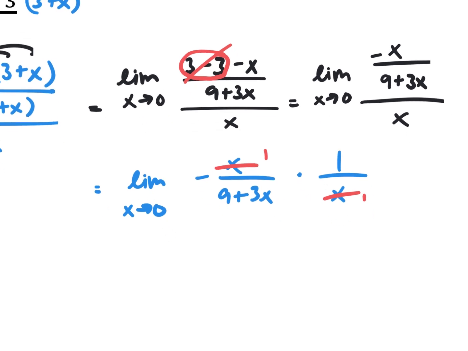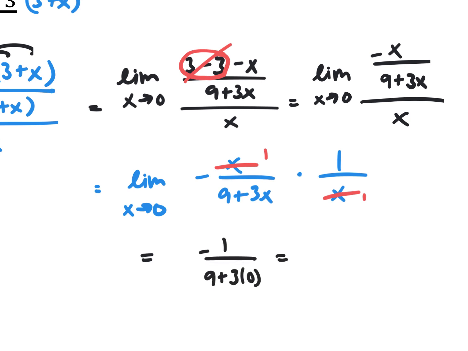All right, so let's go ahead and plug in our value of 0. So I'm plugging in 0 here. So this is going to equal negative 1 over 9 plus 3 times 0, which is just negative 1/9 for your answer. So as you're approaching 0 of this function, you will approach negative 1/9 for that intended height.